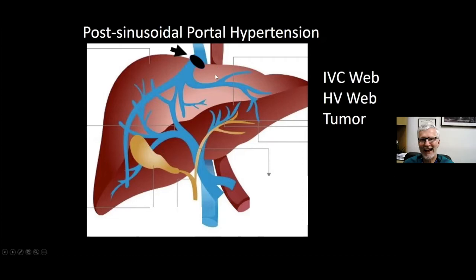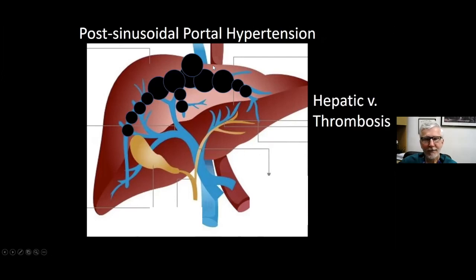If you have a central mass obstructing outflow of the hepatic venous system, or if you have an IVC web or a hepatic vein web in this area, that obstructs venous outflow, and that patient will have portal venous hypertension. If the entire hepatic venous system becomes thrombosed, and this goes on for weeks and months and becomes a chronic process, such as patients who are on oral contraceptives, or they're hypercoagulable from cancer or from polycythemia vera, those patients will have portal hypertension because of hepatic venous outflow occlusion.